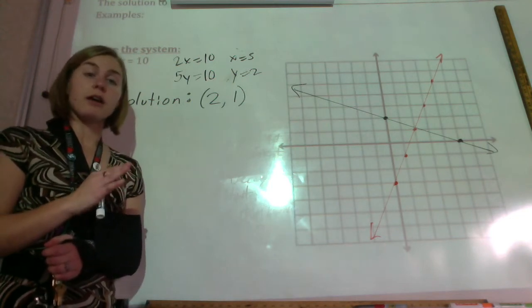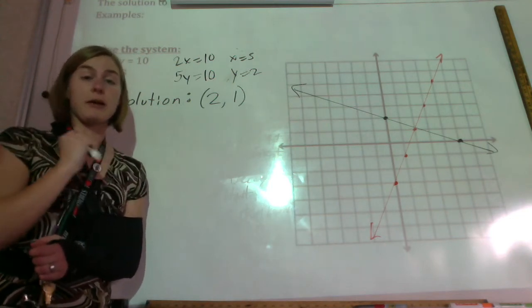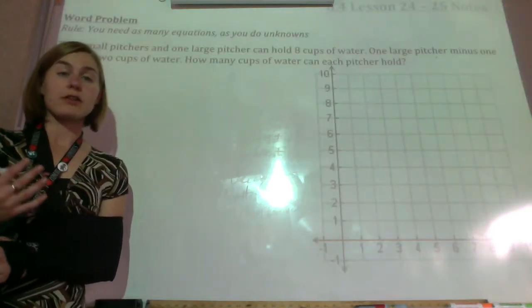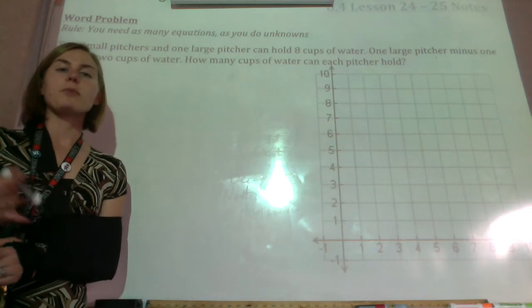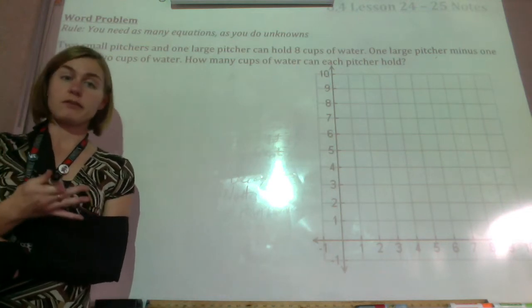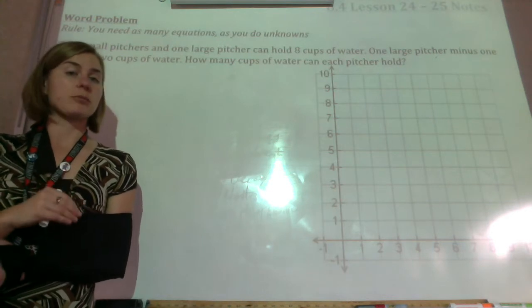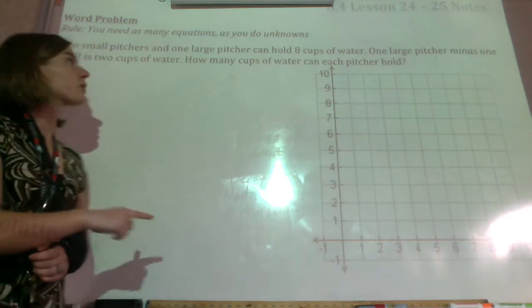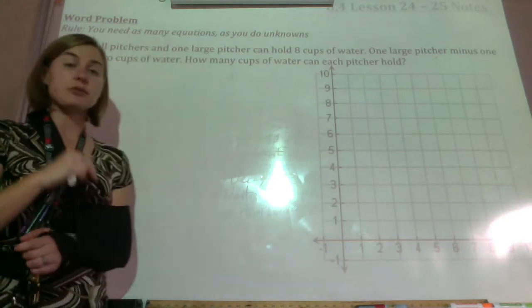So now let's move on and look at systems being applied to an actual problem. So we're now going to take a look at a word problem and see how that works with systems. Now, we've solved word problems before by writing an equation and solving for an unknown. This is very similar, but when you're using a system, you're going to have more than one unknown. So as a rule, you need as many equations as you have unknowns.